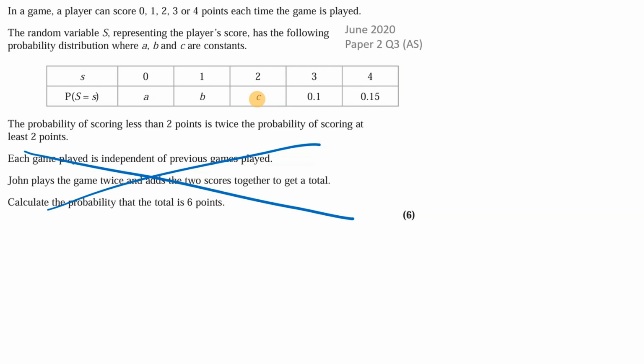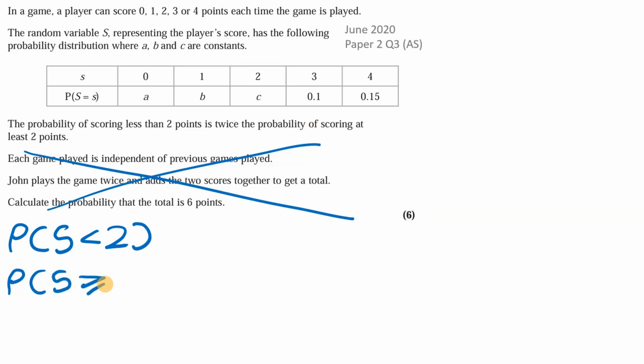Okay, and the probability of scoring less than 2 points is twice the probability of scoring at least 2 points. So what this line is saying is the probability of scoring less than 2 points, where S is the random variable representing the player's score, so the probability that S is less than 2, this is what this is saying. And then over here we have the probability of scoring at least 2 points, so the probability that S is bigger than or equal to 2. So these are the two probabilities.